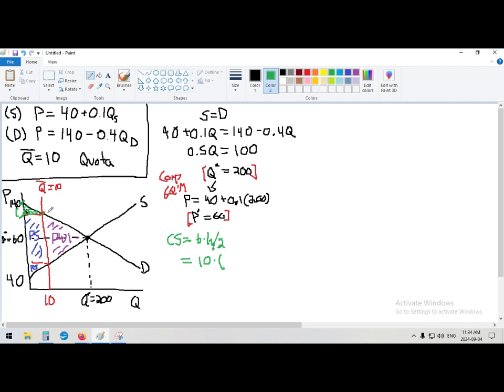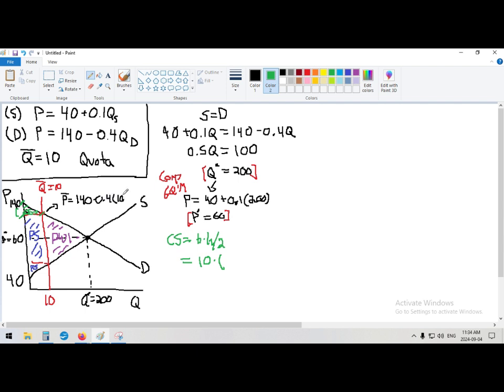So let's figure this out here. So okay, this is the demand curve, and we have a quantity of 10. So let's see. Okay, it's going to be 140 minus 0.4.